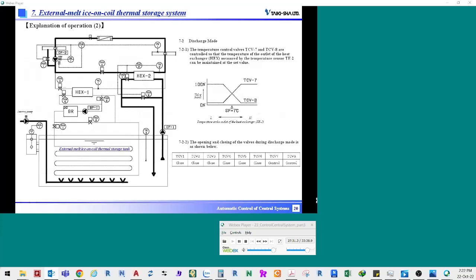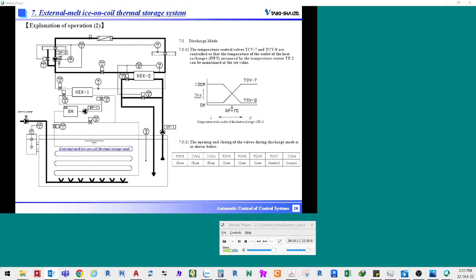Next, discharge mode to melt ice and send chilled water to the secondary load side, air conditioner, will be explained. During discharge mode, the primary chilled water pump, CP1, and the secondary chilled water pump, CP2, operate to control the temperature of the chilled water at the outlet of the water heat exchanger. Opening and closing of the brine switching control valves and the chilled water switching valves are switched as shown in the table on this slide.